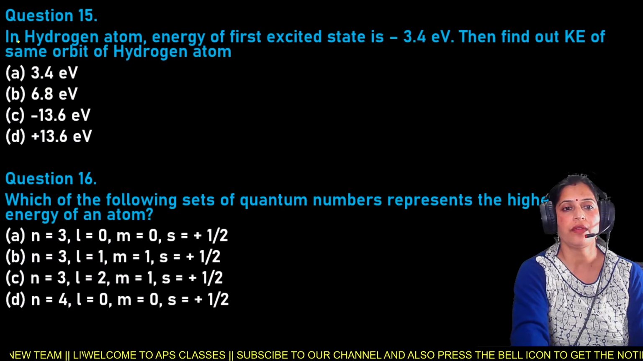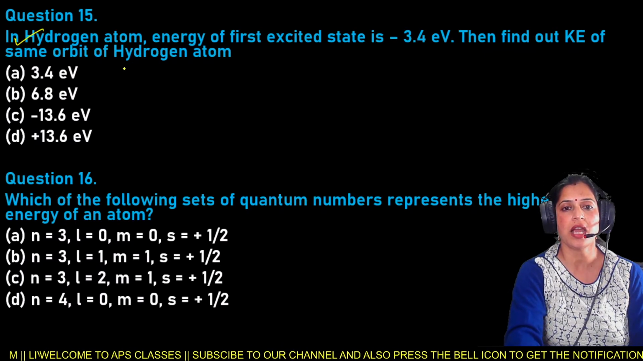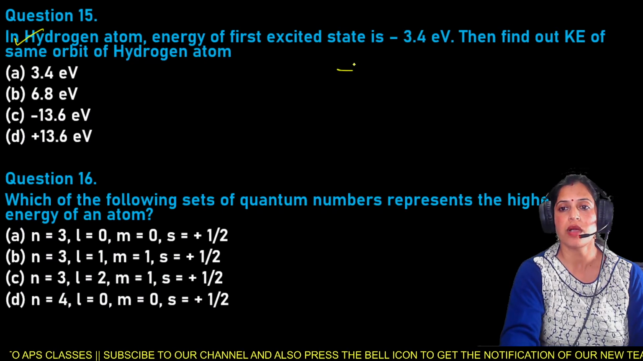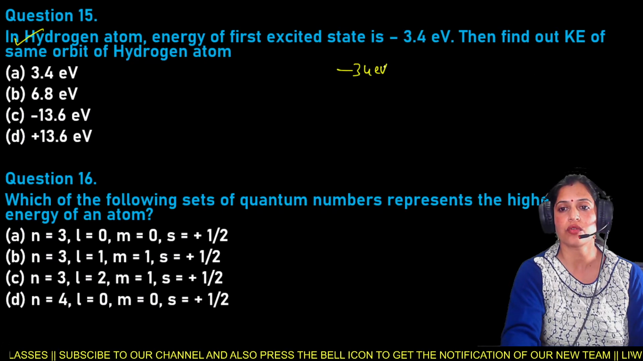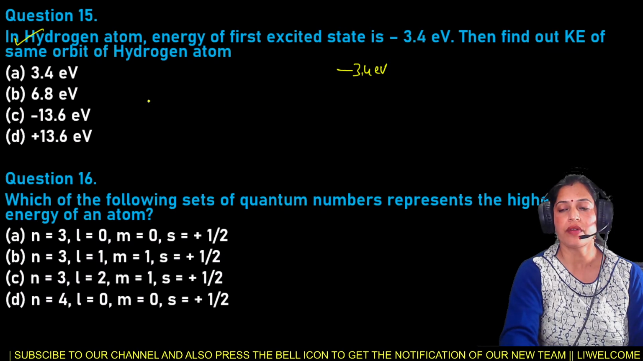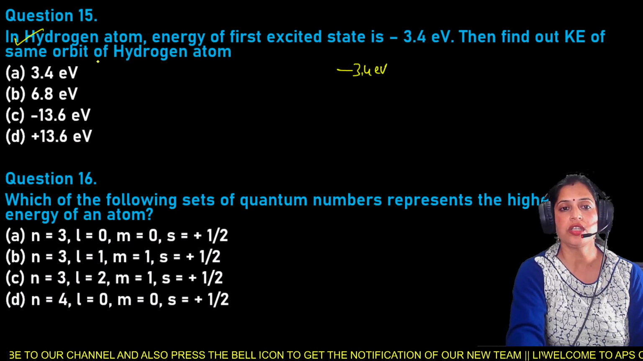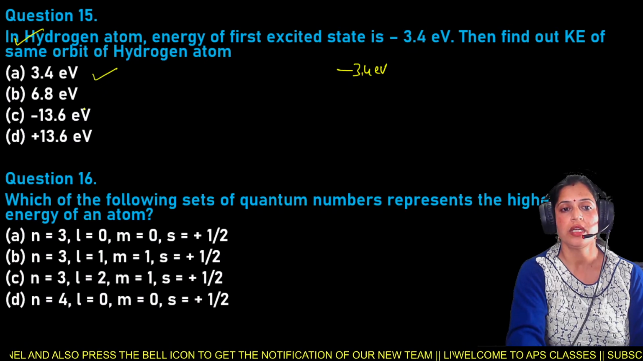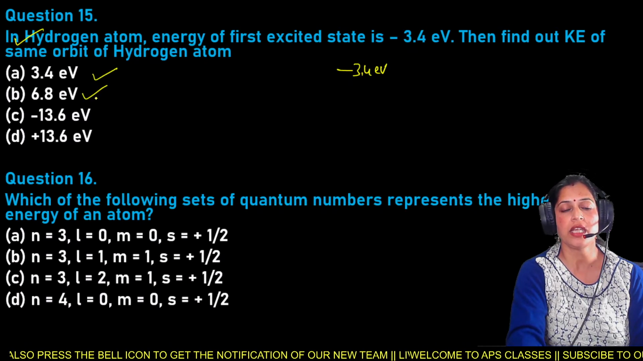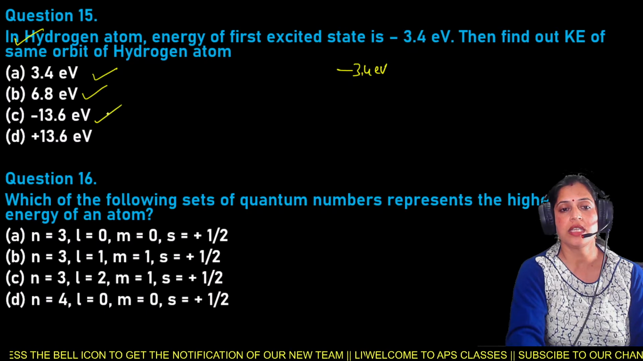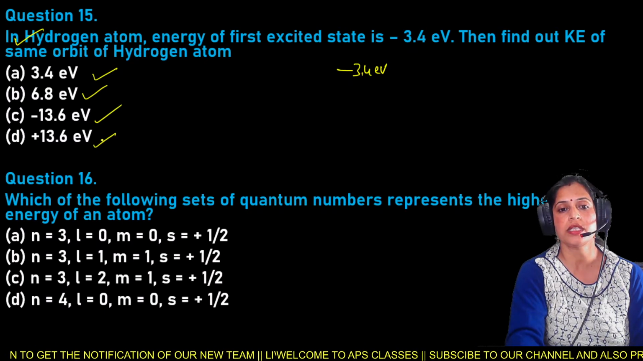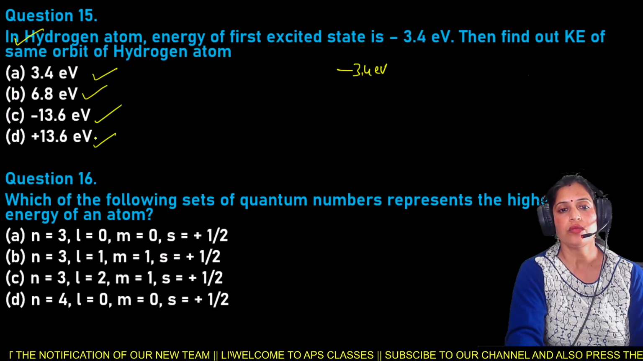Next is question number 15. In hydrogen atom, the energy of the first excited state is minus 3.4 electron volt. Then find out the kinetic energy of the same orbit of the hydrogen atom. Option A is 3.4 electron volt, B is 6.8 electron volt, C is minus 13.6 electron volt, and D is 13.6 electron volt.